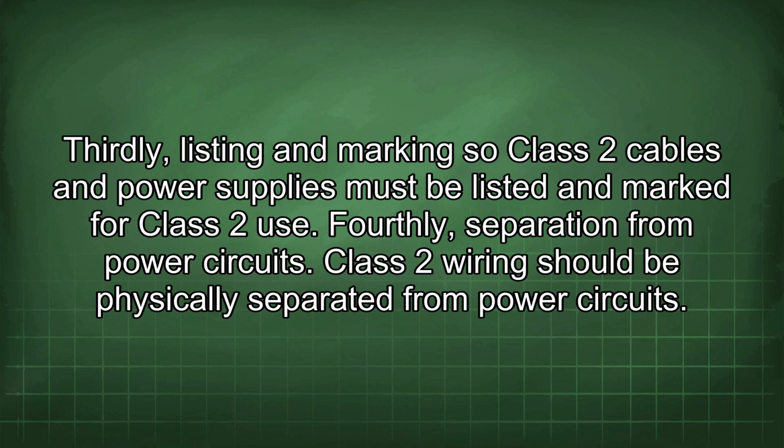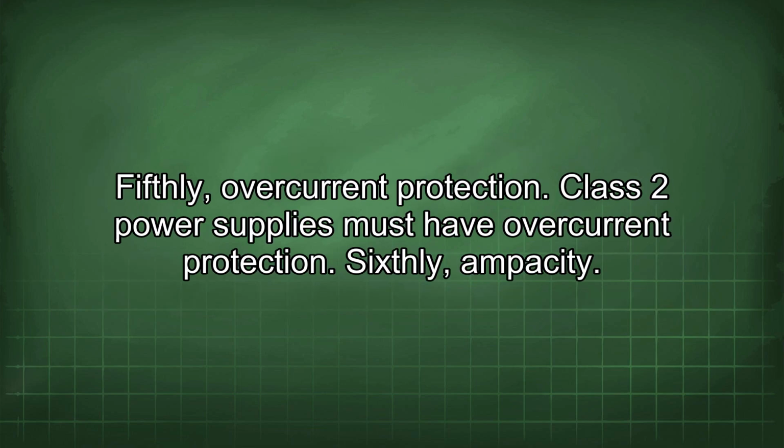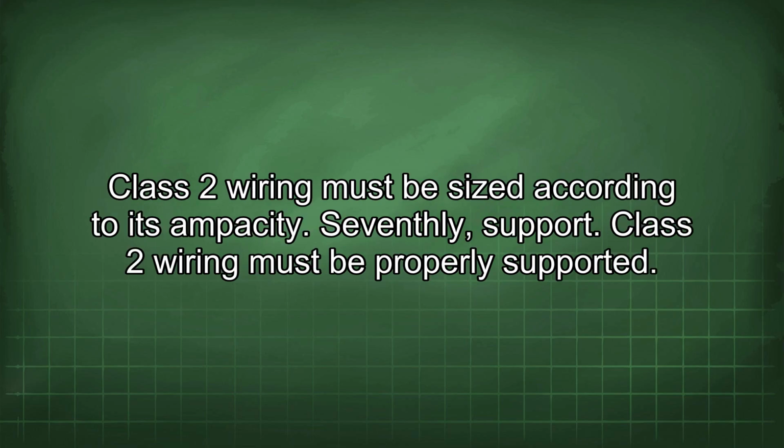Fourthly, separation from power circuits. Class 2 wiring should be physically separated from power circuits. Fifthly, overcurrent protection. Class 2 power supplies must have overcurrent protection. Sixthly, ampacity. Class 2 wiring must be sized according to its ampacity. Seventhly, support. Class 2 wiring must be properly supported.